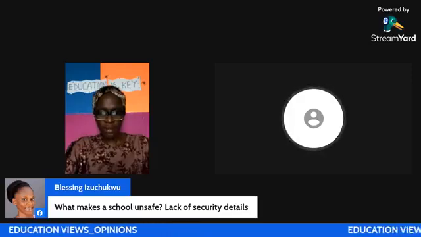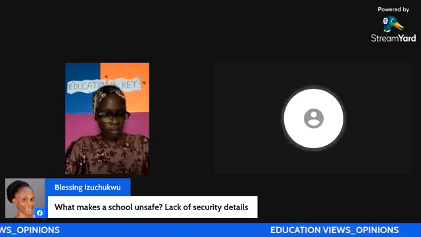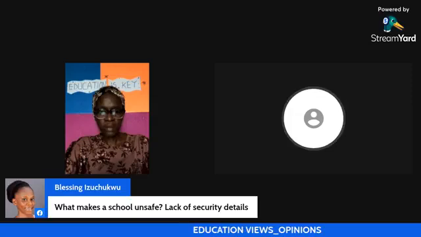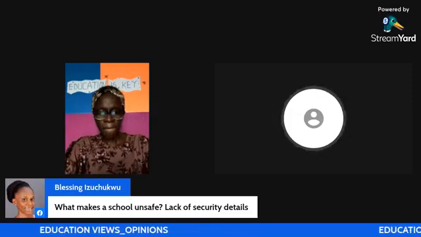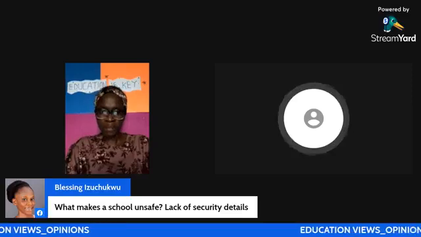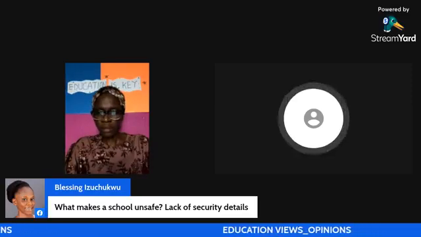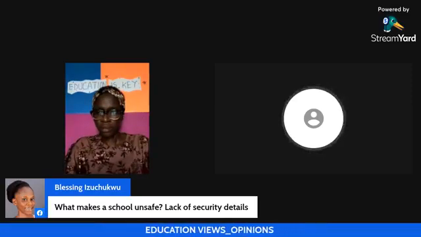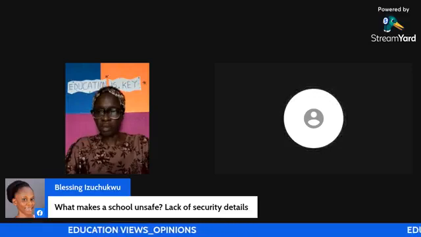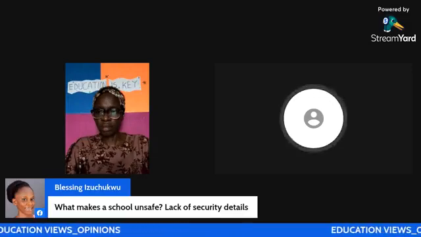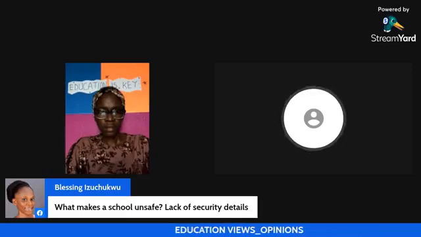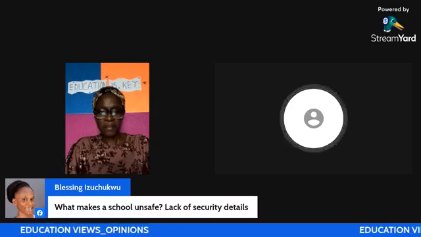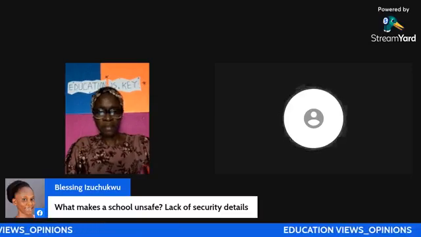Some schools lack security measures. Unmonitored entry points, I've said it. Absence of security personnel, nobody is there. No emergency preparedness. There are some schools that don't have exits, just one way: this is the way we come in, this is the way we go out. There's no other exit. No drills, no first aid kits, nothing. All these lack of security measures I mentioned can make learners unsafe in a school environment.